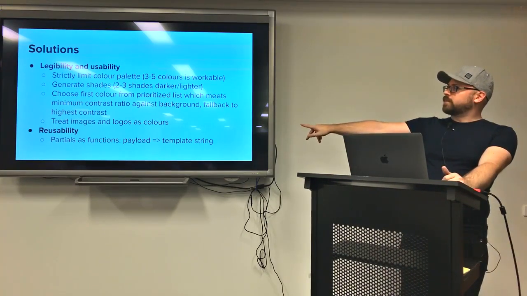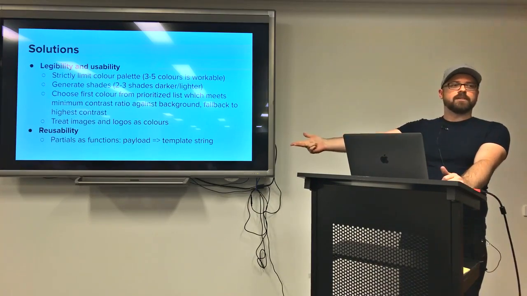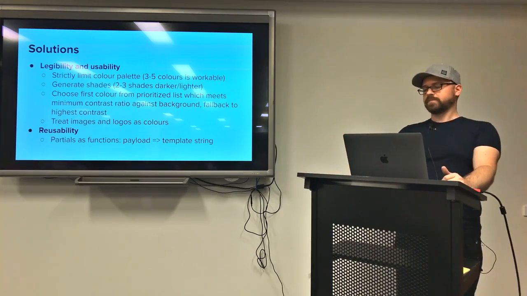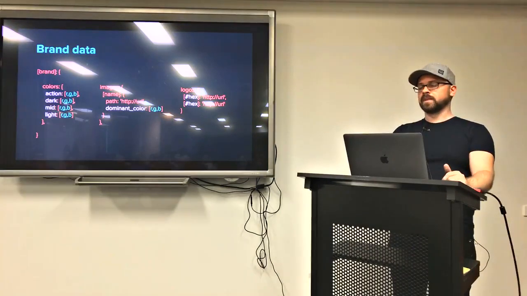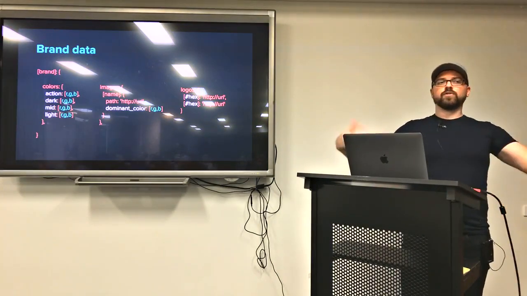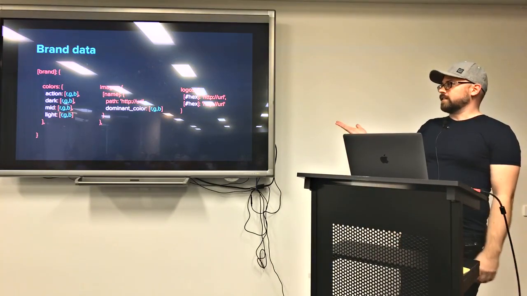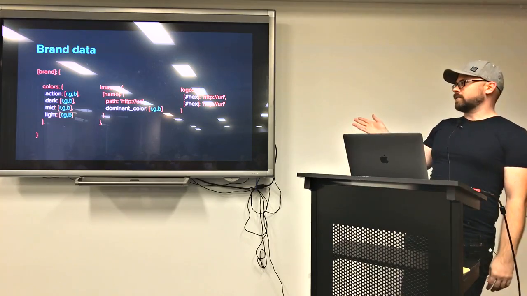And reusability, so partials, they're just functions, they take a payload, they return a template string. The template string is MJML. All right. So, the data that we need to do this. I just like this. You can do other things, but I find this a good solution.